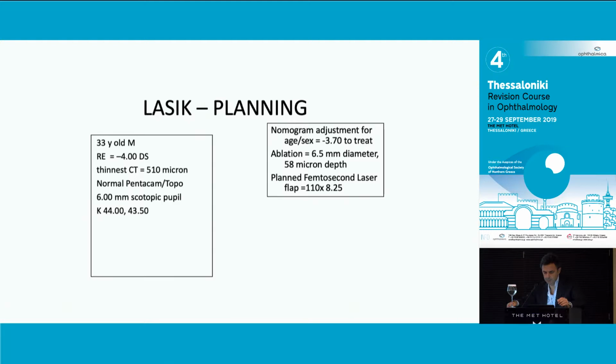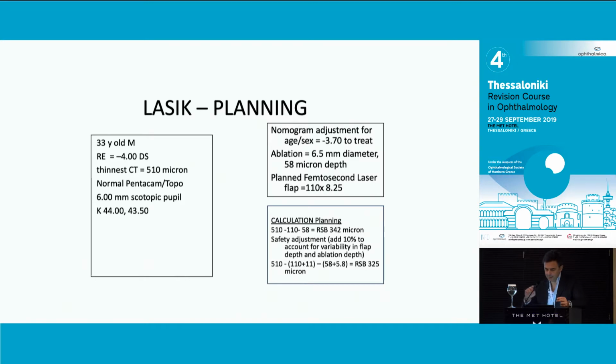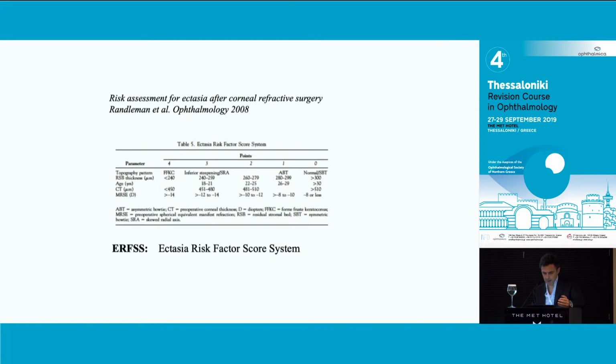I think Bruce will talk more about that. And if you consider an ablation of 6.5 millimeter, the average laser will remove 58 micron. In this case, the residual stromal bed, taking into account the 110 micron flap, will be well above 300 micron. So what you need to do is have in mind this calculation when you plan your laser, if you don't do the planning before seeing the patient on the wavefront scanning machine.